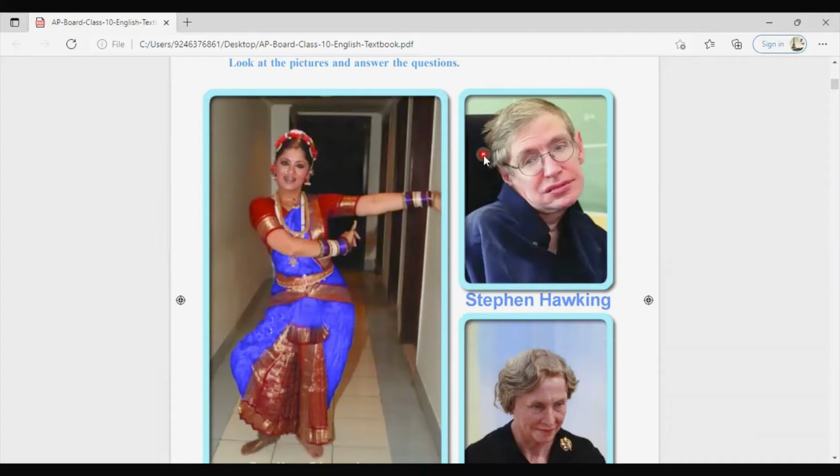And the next person is Stephen Hawking. He is one of the famous scientists. In spite of his illness, he has done groundbreaking work. He is a very good scientist related to the physical science subject.